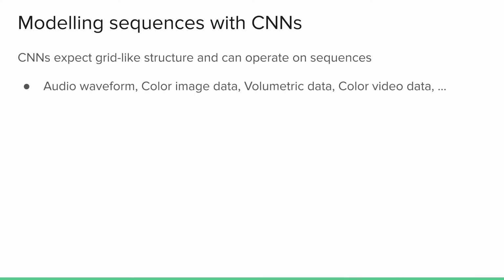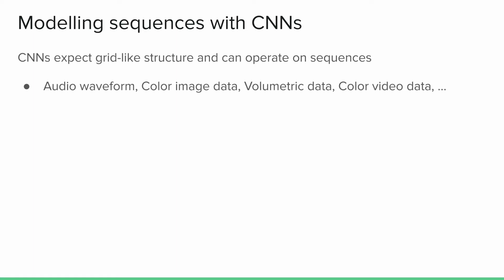Imagine a video. When you're processing a video, it can really help to know what you did in the previous frame. But CNNs expect a grid-like structure and they can operate on sequences, but only in a limited way. Remember the YOLO video from last week? We saw that the boxes that were recognized were jumping around crazily, and the reason was that each frame was processed individually, without any information from the previous frame and without any information passing on to the next frame.